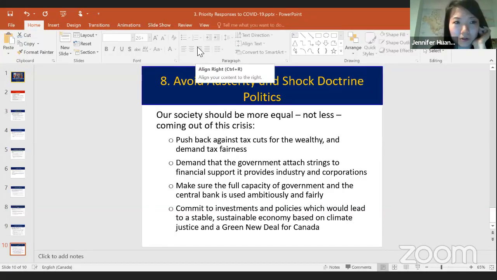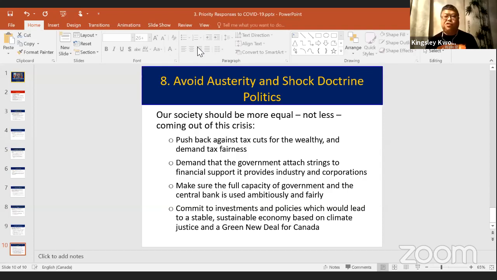Avoid austerity and shock doctrine politics. The labor movement and our allies must be prepared for the politics of the shock doctrine and the fight against austerity measures. Our society should be more equal, not less, coming out of the crisis. We will fight against tax cuts for the wealthy and demand tax fairness.